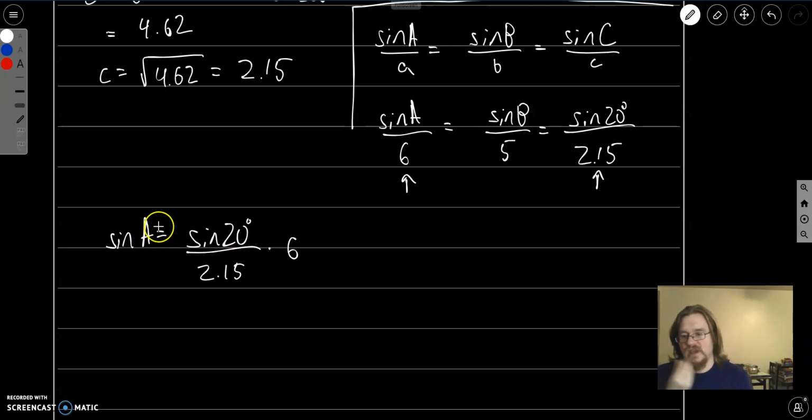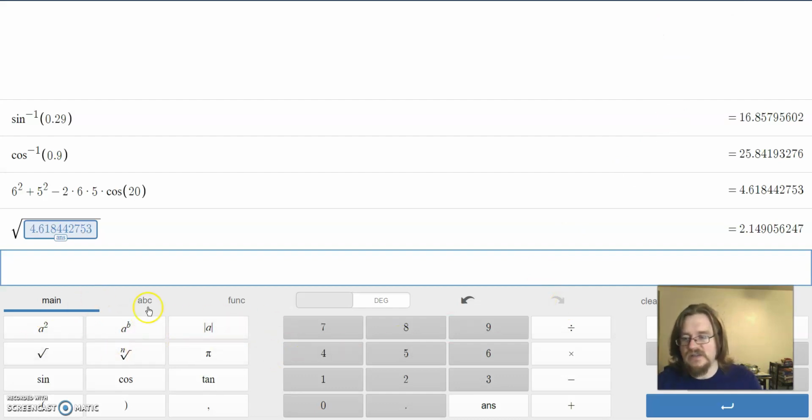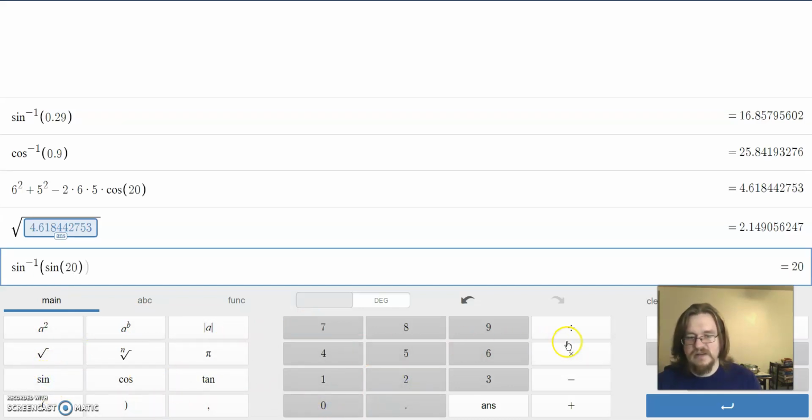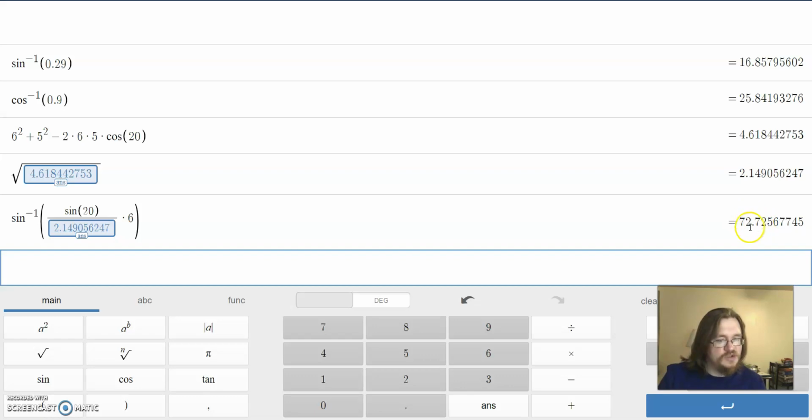But I don't want the sine of the angle to be that. I just want to know what the angle itself is. So we'll use arcsine, our inverse sine function, and we'll take the inverse sine of everything on this side. So this is going to be a big fraction, 2.15 times 6, and that should give us A. So over here, I want to take the inverse sine of sine of 20 divided by our 2.15, but I don't want to round it, so I'm just going to plug that in there, times 6, and that's going to give us 72.23.